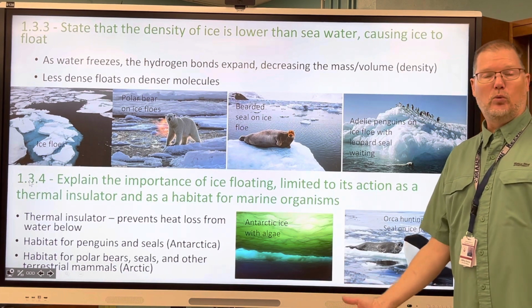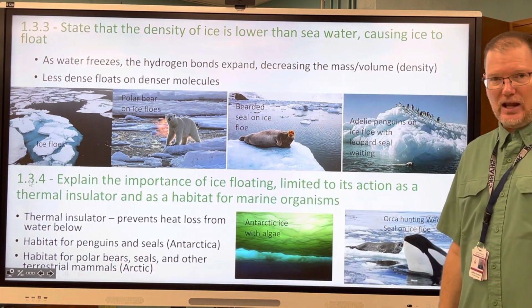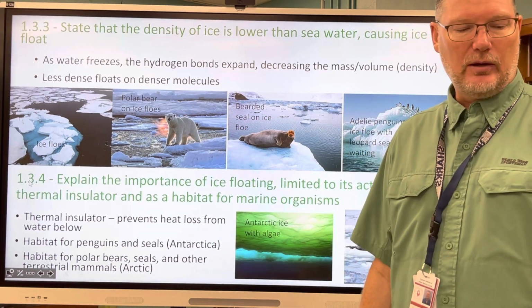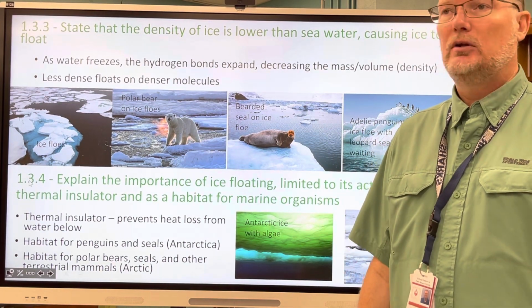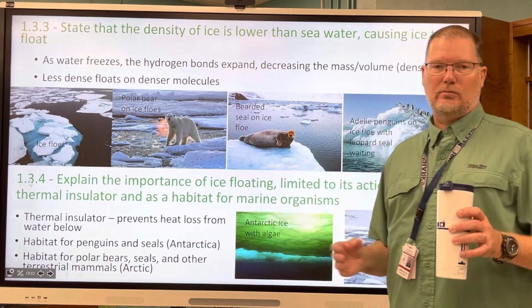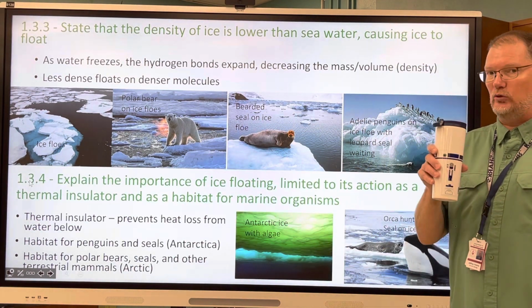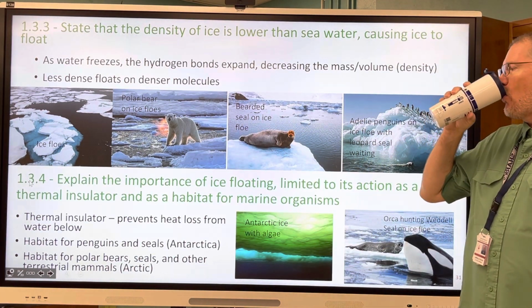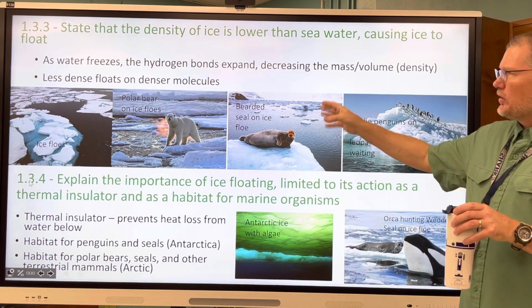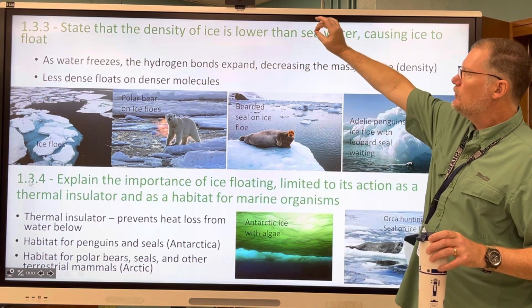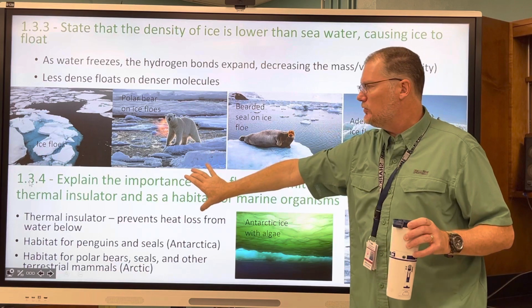And because of global warming, climate change, right? Our planet is heating up. We're losing some of this, and so some of these organisms are struggling to adapt. And this is one of those rare instances where we have two different topics on the same slide.